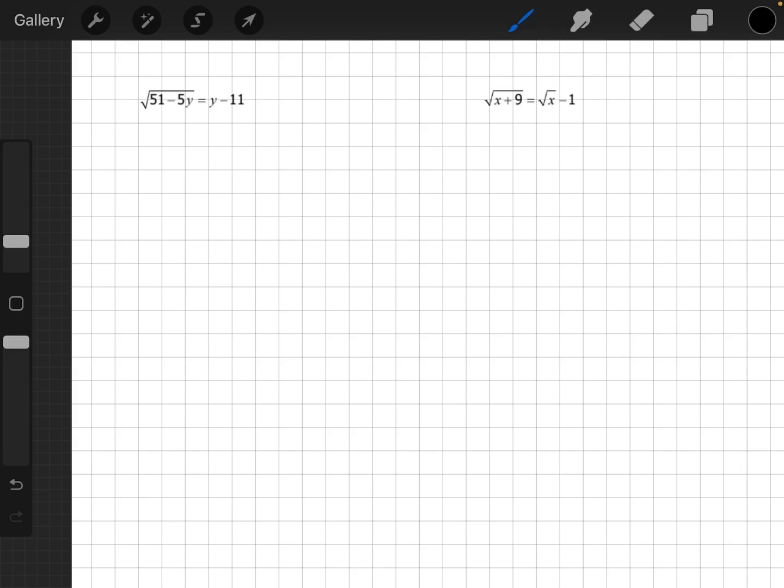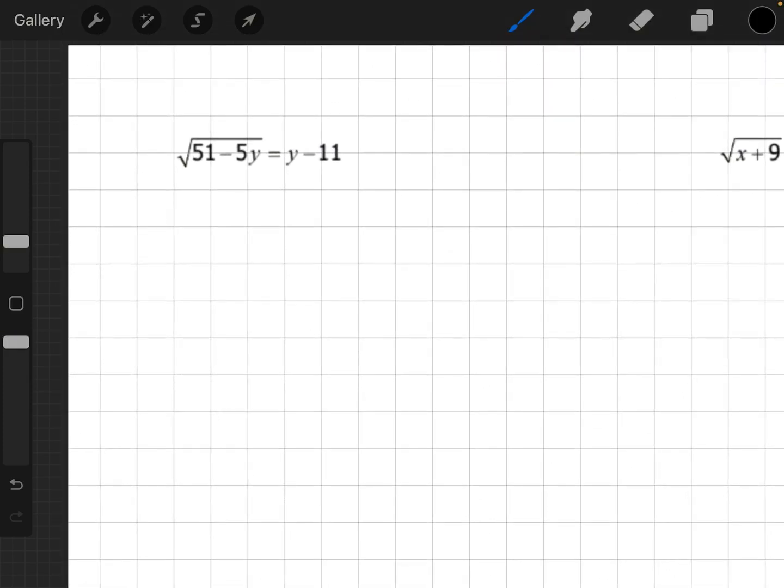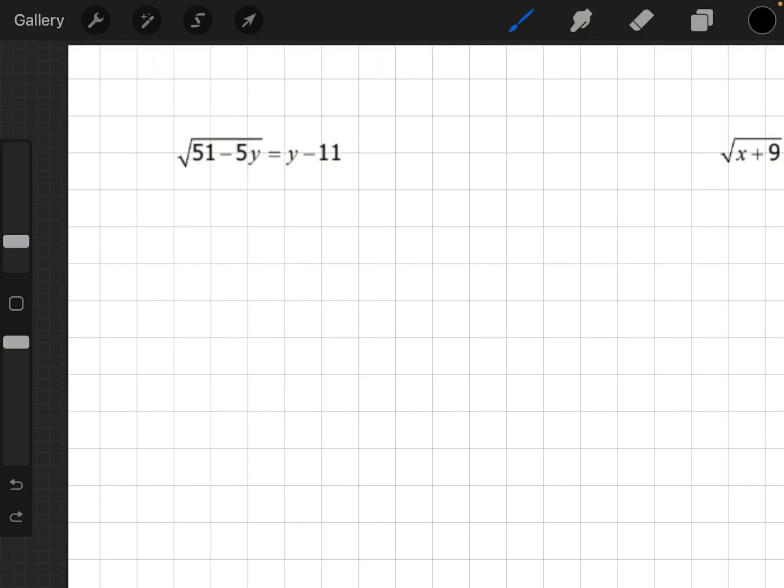So the first example here is the square root of 51 minus 5y equals y minus 11. The first step is to isolate the radical on one side of the equation. In this instance, it's already done for us. So the second step is to raise the equation to the power of the index. Now the index here of a square root is 2.